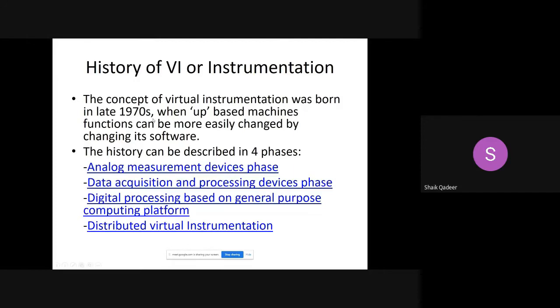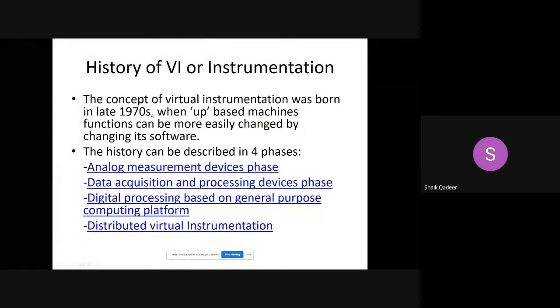So this thing we need to keep in mind, because most of the time the question based on virtual instrumentation or the history of virtual instrumentation comes. So in that case, we need to highlight more about virtual instrumentation. It was first born in the 70s when people started using microprocessor in order to provide some sort of functions in software. That software is sitting in microprocessor.